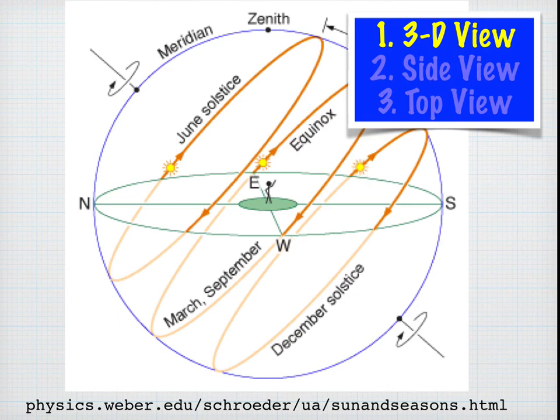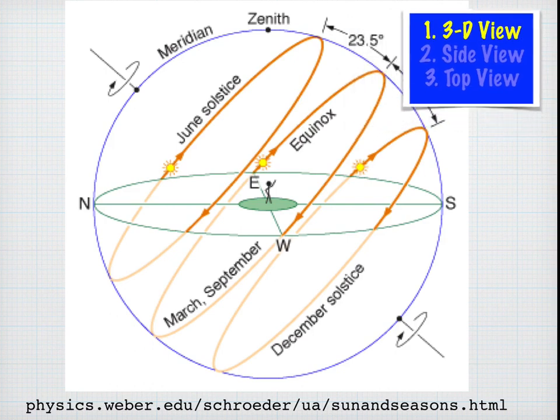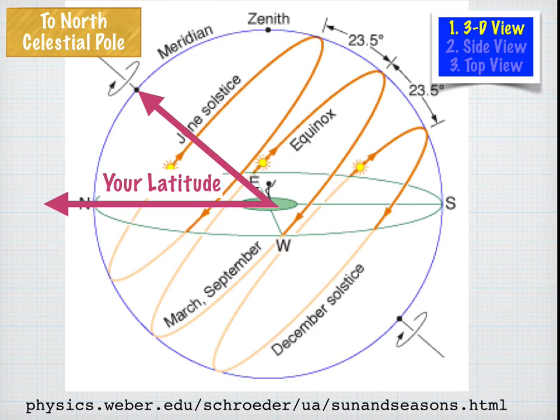So here is the 3D view. All right, we see our little observer. We see the sunrise on the June solstice. And now we're going to transition to a side view. But first, let's make a few notes.